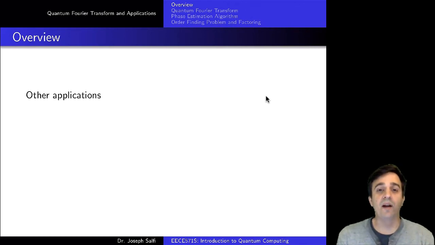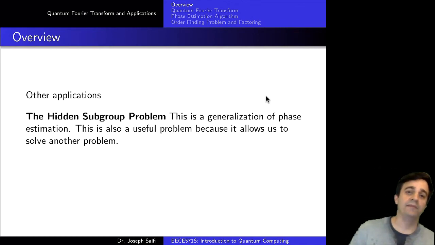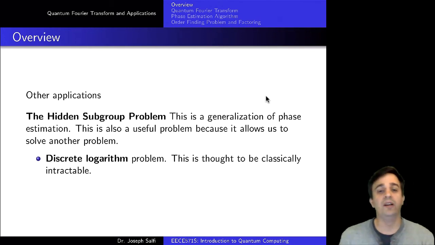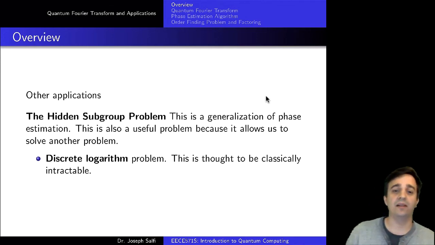There are even more applications of the quantum Fourier transform. One is to solve the hidden subgroup problem. This is a generalization of phase estimation, which, remember, in the last slide we defined as the algorithm that allows us to estimate the eigenvalues of a unitary operator. This hidden subgroup problem is more complex than phase estimation, but it's useful because it allows us to solve another problem, which is called the discrete logarithm problem, which is also thought to be classically intractable.